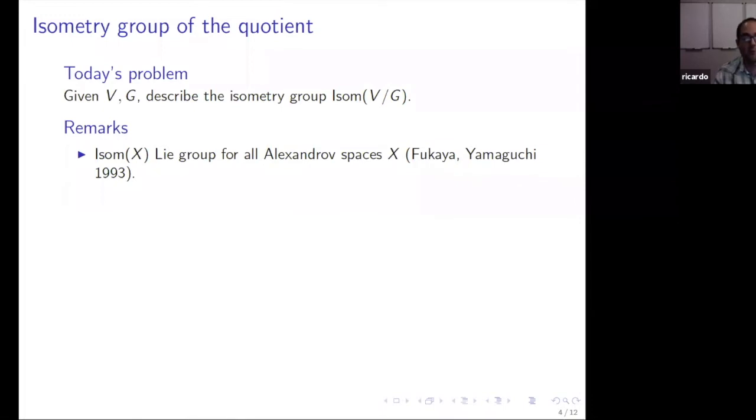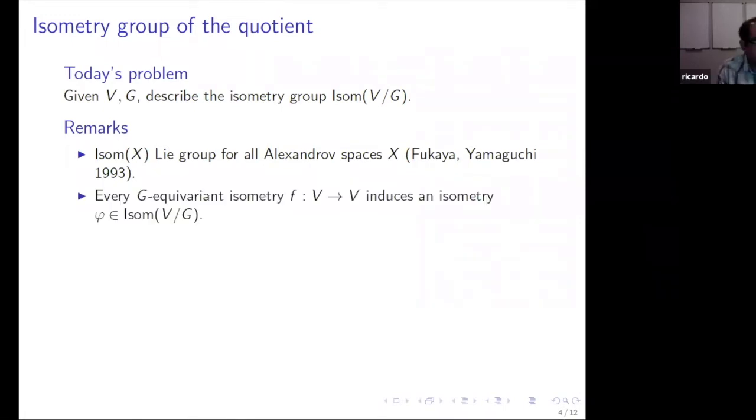So this is a Lie group, the thing we're trying to compute. Okay, so what's a natural source of isometries of the quotient? It is the G-equivariant isometries of the space V itself. If you have a G-equivariant isometry of V, it induces downstairs in the quotient an isometry. And a natural question is, how many of the isometries of the quotient do you get this way?